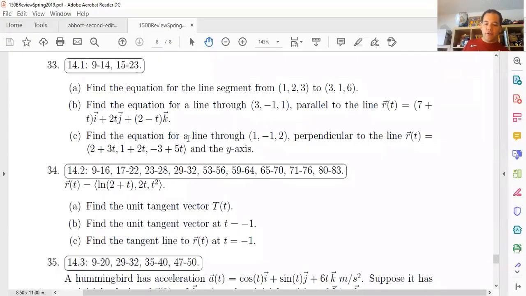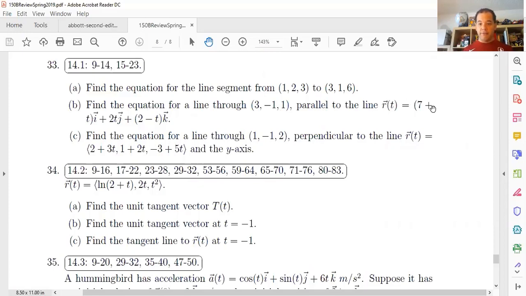So let's look at these other ones. For these other ones, say, find the equation of a line parallel to another line. If you want it parallel to another line, it means it has to have the same direction. So for that, the only thing you need to use is the direction of this second line. Figure out what is the direction vector of that second line.